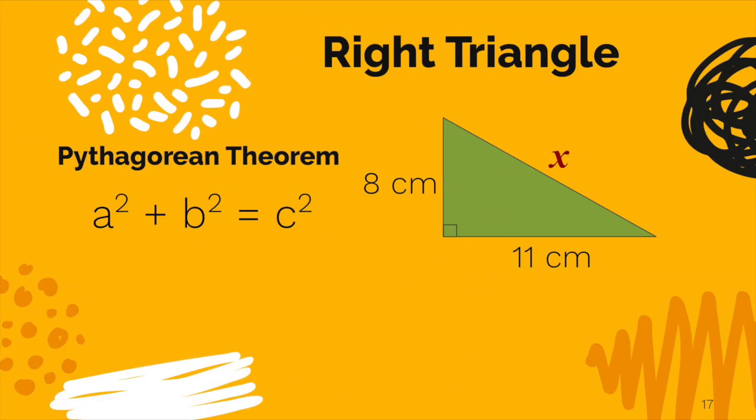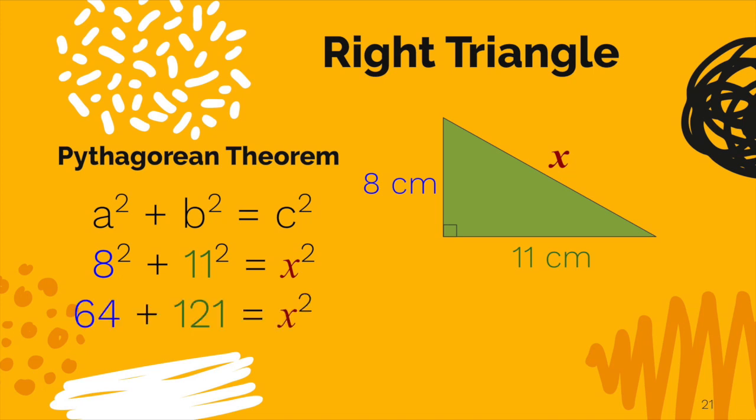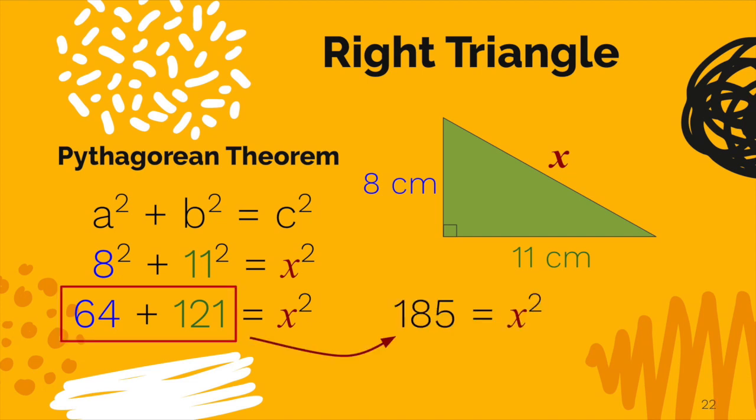Let's go back to our example where we had the two legs that were 8 and 11. We're going to plug in the fact that one of the legs, A, is 8, so I put it in there as 8 squared. And then B is 11, so I put in 11 squared. We don't know what the hypotenuse is, so I'm using the letter x for that, and I put that in there as x squared. Now we simply do some of the calculations. 8 squared is 64, 11 squared is 121, and all that is still equal to x squared. I'm now going to combine the 64 and the 121, and I get 185.